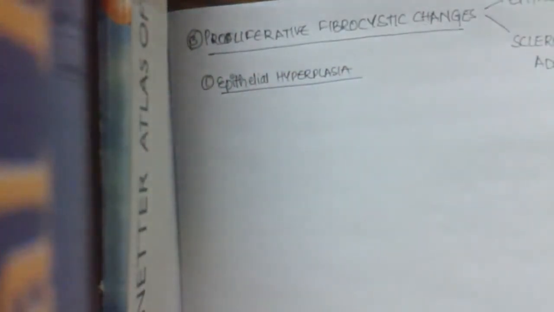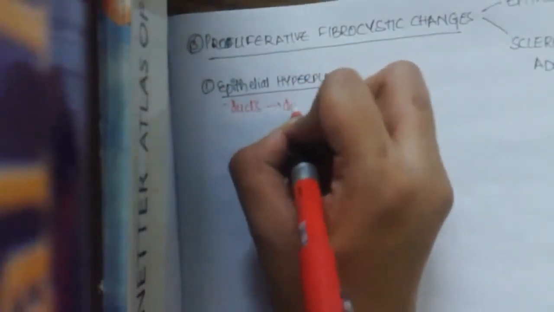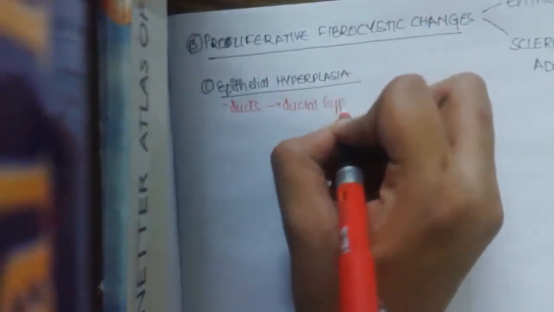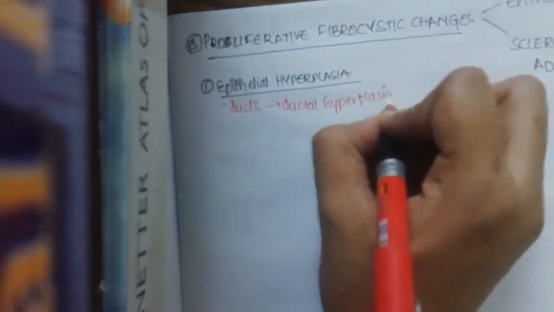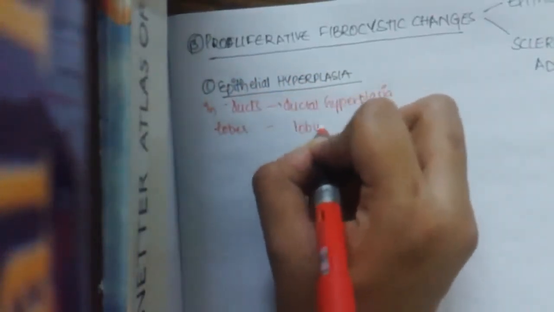So epithelial hyperplasia. As the name says, hyperplasia is an increase in layers of epithelial cells, which are both in ducts and lobules. So this epithelial hyperplasia may be in ducts or lobules. If it is in ducts, then it is called ductal hyperplasia. If this is in lobes, then it is called lobular hyperplasia.